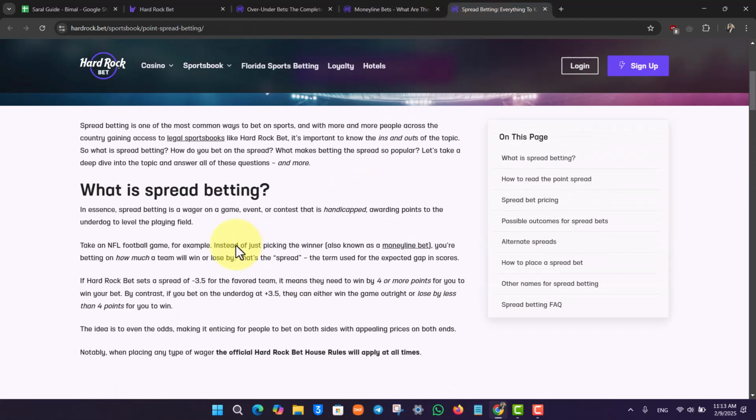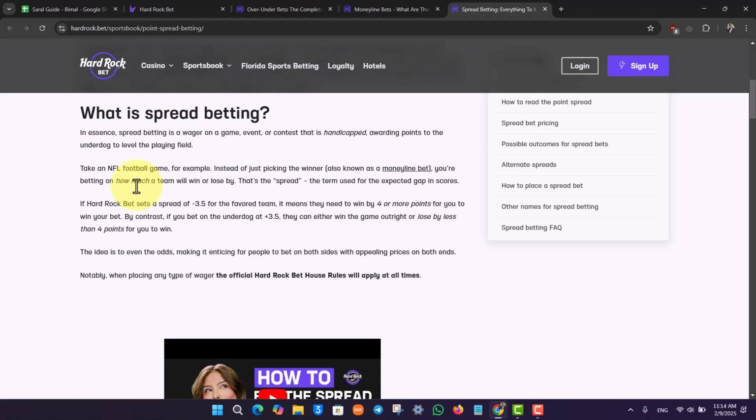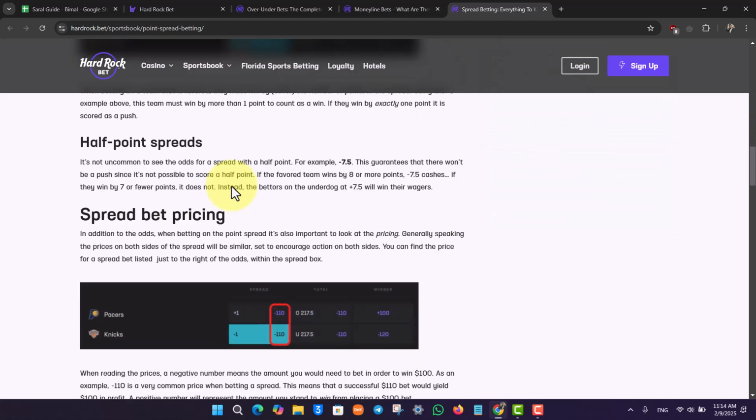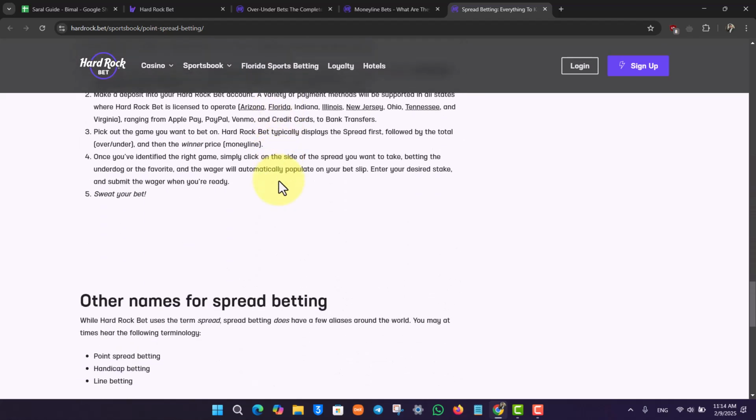Last but not the least, let us explore spread betting. Now in essence, spread betting is a wager on a game, event or contest that is handicapped, awarding points to the underdog to level the playing field. You can take an NFL football game for example. Instead of just picking the winner, also known as a moneyline bet, you're betting on how much a team will win or lose by.